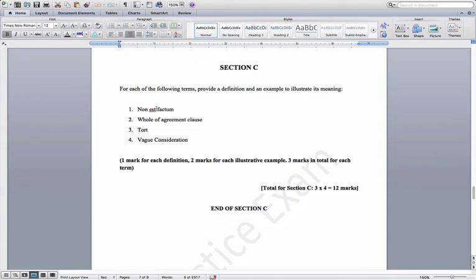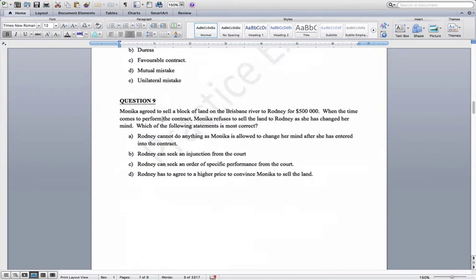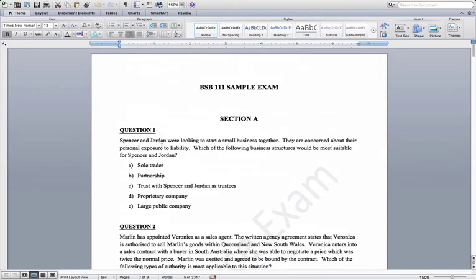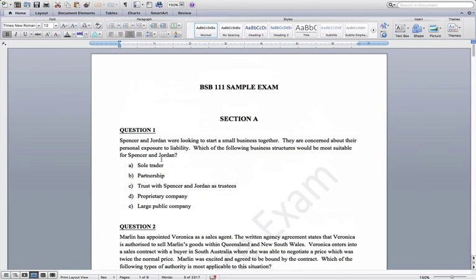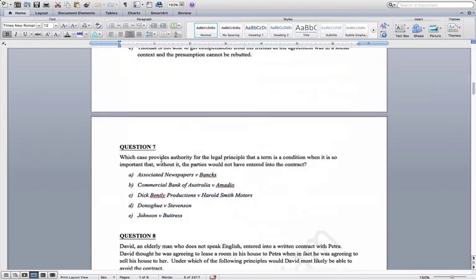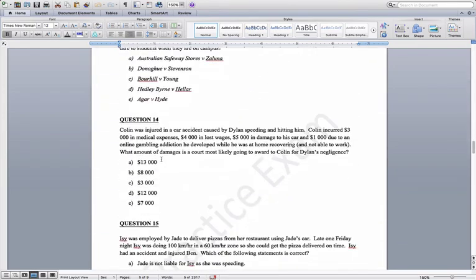Again, if I knew what these were, if I knew what non est factum, whole of agreement, what the tort is, and what vague consideration is, yeah, I know what most of those are. So I might even write that. That meant if I was crunched for time, right, I might be crunched in these 1 mark areas where I can get through a mark towards the end. Because hopefully I know a fair bit about what's on the exam, I'm going to start at question 1. Okay, so there are a couple of tips around the strategy you might want to use. And from here on in, I'll actually start addressing the particular questions in detail.